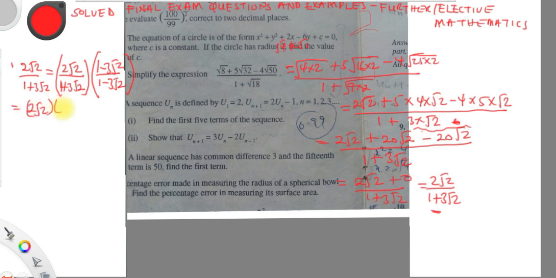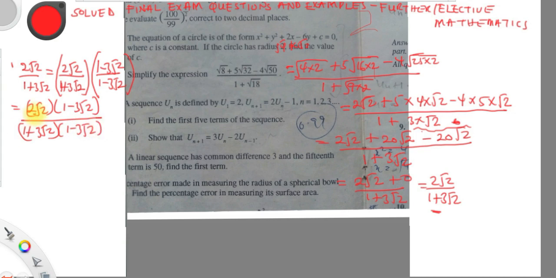It's multiplying what? 1 minus 3 root 2. Okay. And then you have the denominator, which is the product of what? The conjugate: 1 plus 3 root 2 and 1 minus 3 root 2. Yes, so I'll write the answer straight, with the denominator.